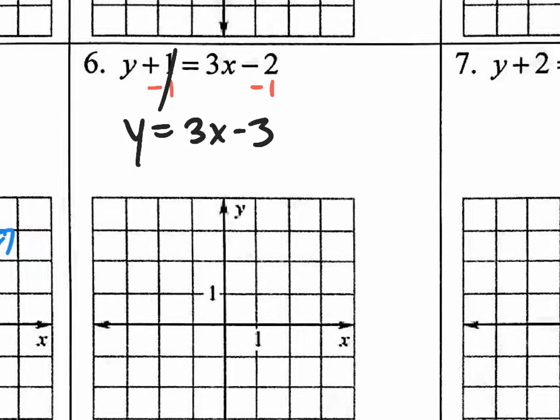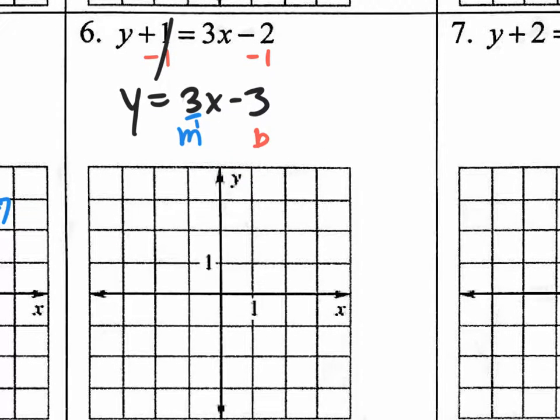So you have to identify your b value and your m value, which is 3 over 1. So you know now that it crosses at -3 down here. And then from that point, you're going to go up 3 over 1. So from that point up 1, 2, 3 over 1. You end up at the coordinate 1, 0. Connect your dots, draw some arrows, you've graphed the line.